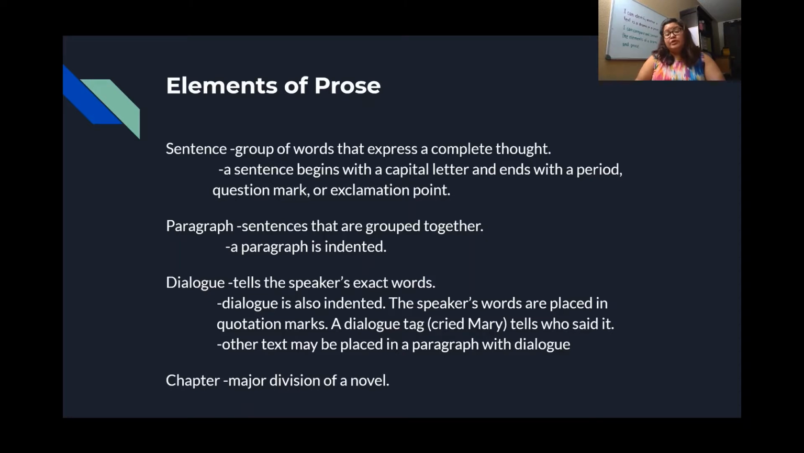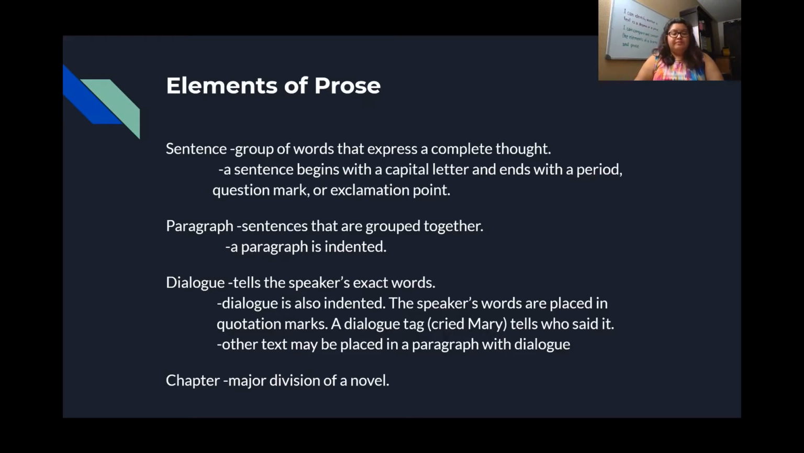Dialogue tells the speaker's exact words. If you read a book, it'll say something like, "Very good, Sean," said Mom. It's telling you what someone said and who that person is. And dialogue is also indented. The speaker's words are placed in quotation marks, and a dialogue tag tells who said it. Other text may be placed in a paragraph with dialogue. And the last part, a chapter, is how a novel is divided. It's divided into chunks, and those chunks are chapters.